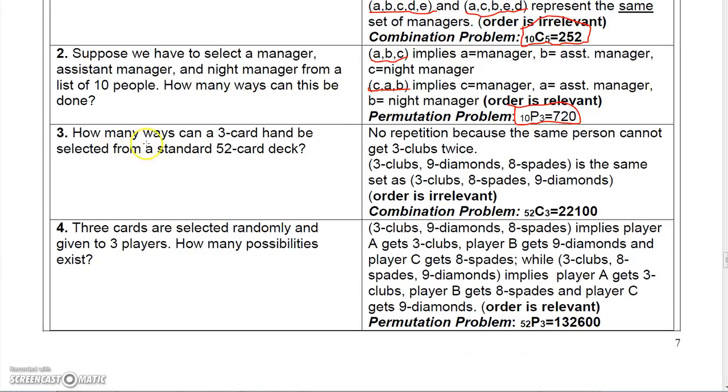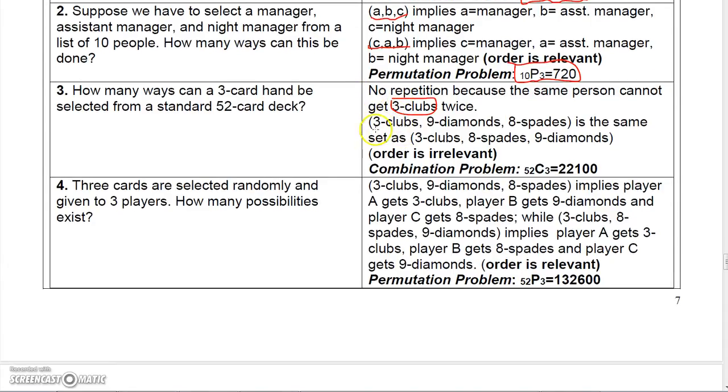The next one says, how many ways can a 3-card hand be selected from a standard 52-card deck? In other words, how many 3-card hands are possible? Well, repetition wouldn't make sense because you're not going to get, say, the 3 of clubs twice. So let's say you get the 3 of clubs, the 9 of diamonds, and the 8 of spades. If you rearrange those 3 cards, it's still the same 3-card hand, even in a different order. So order is irrelevant in this case, so it would be a combination problem. You would do 52C3 and calculate that on your calculator.